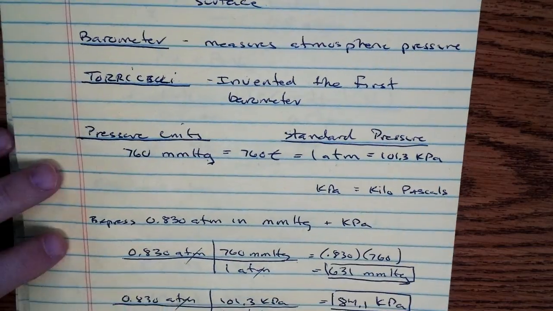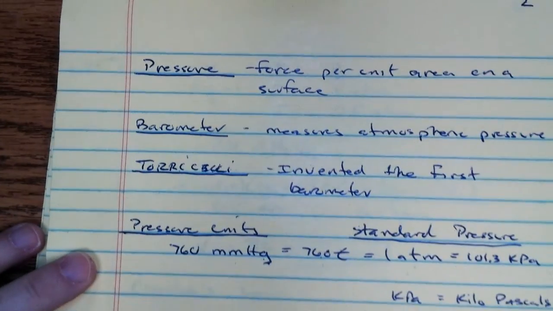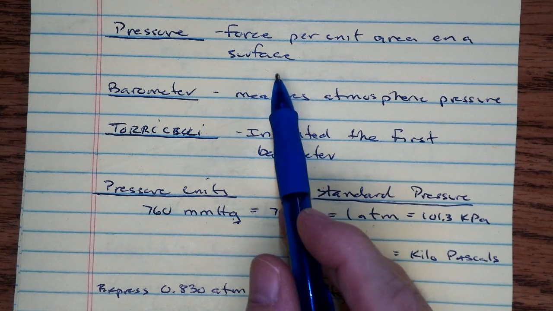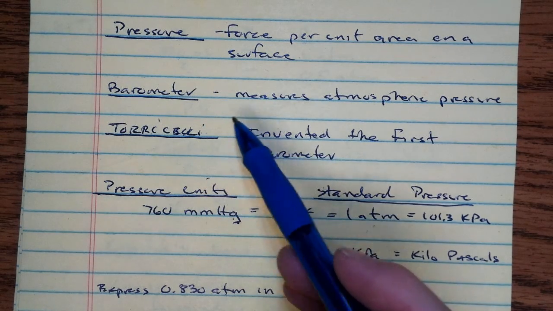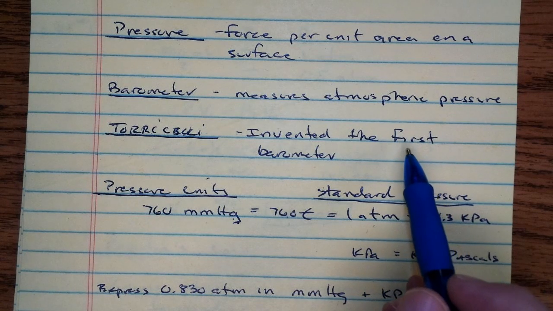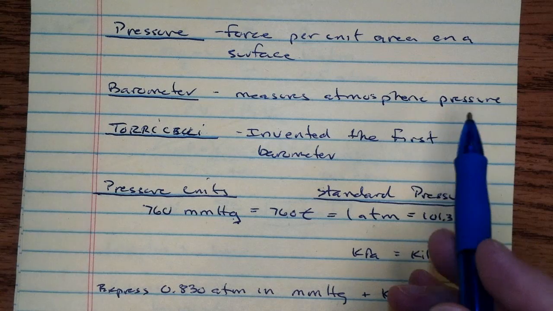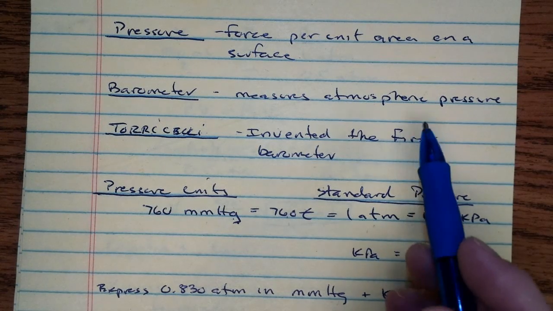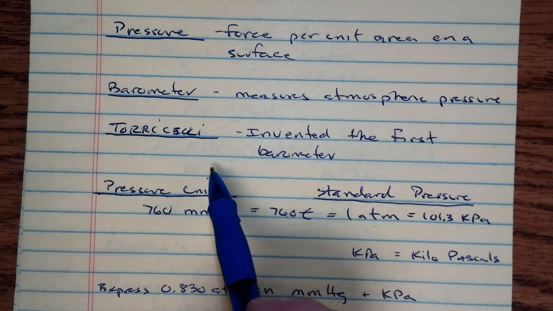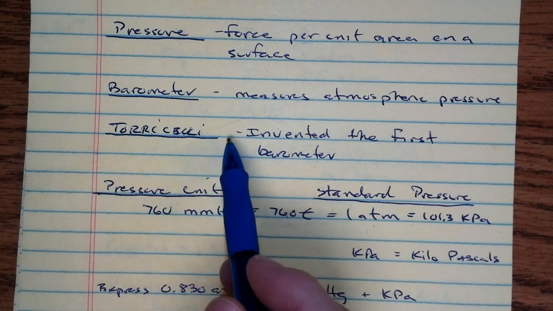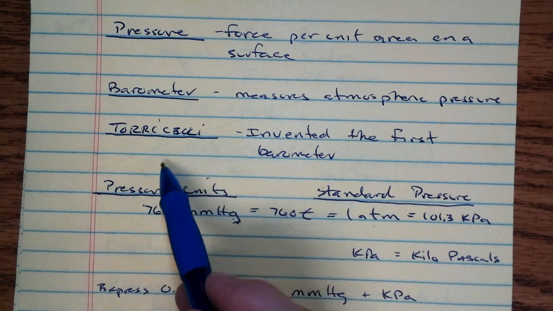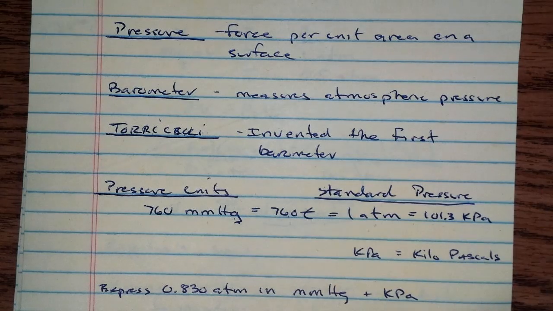Page 2. We have a few units here, or words, terms. We have pressure, force per unit area on a surface. Barometer, it measures the atmospheric pressure, which you hear on your nightly weather man when he's giving the weather. And the first scientist to invent the barometer was an Italian named Torricelli. He invented the first barometer.